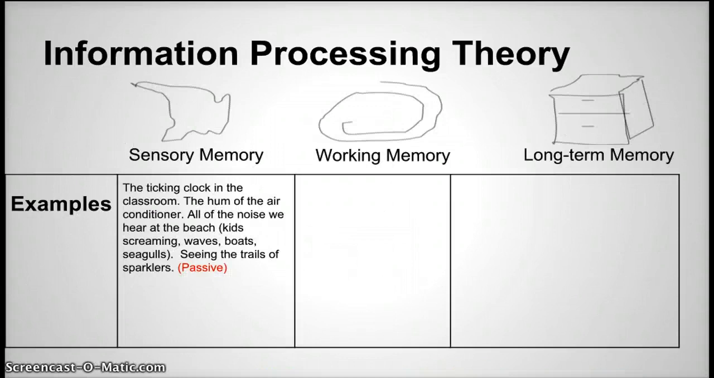Sensory memory is massive. There's so many things in our environment that come into our brains, whether we know it or not. The sound of the hum of the air conditioner in the classroom. Most of us don't really notice that until somebody says, hey, that's a pretty loud hum. Or seeing the trails of a sparkler. So that's just a memory. It's not really trails of fire. It can be visual, auditory, olfactory, all kinds of things that come into our brain.